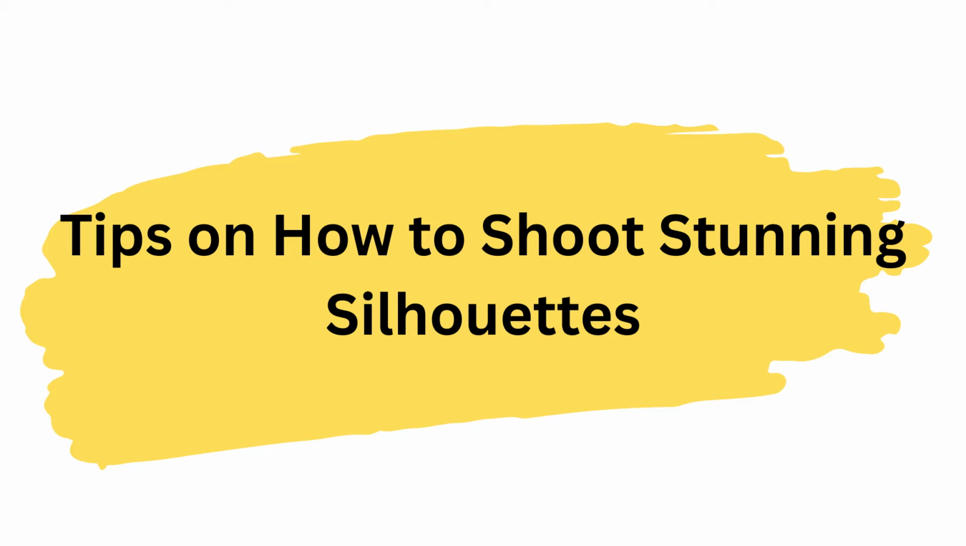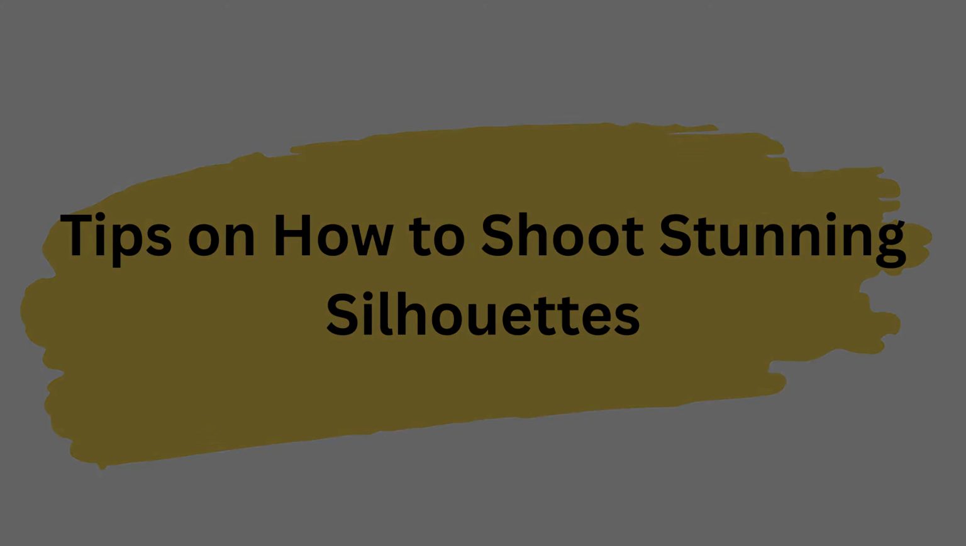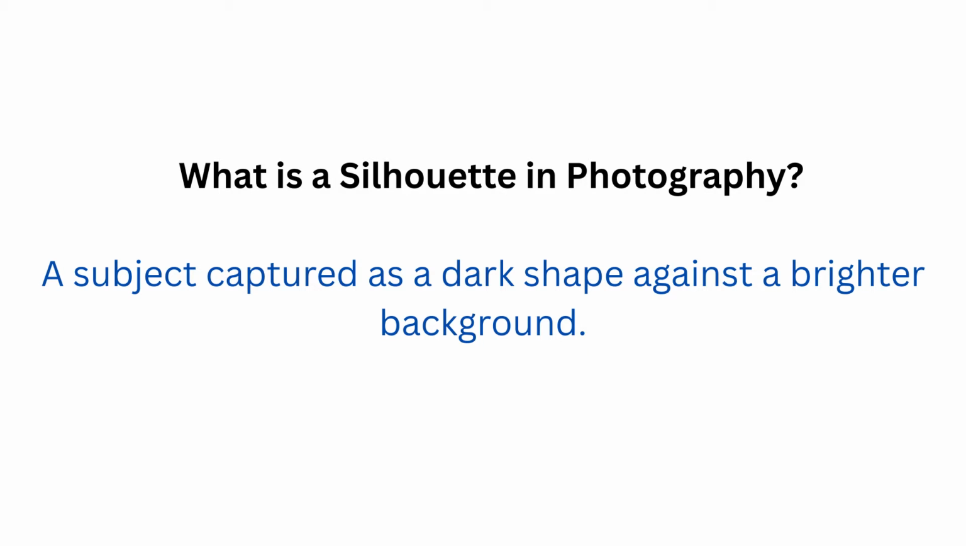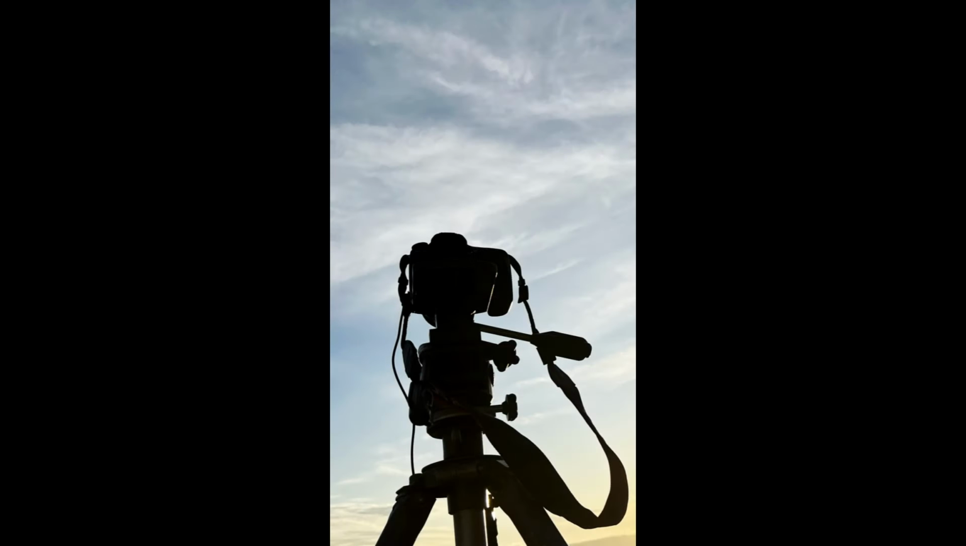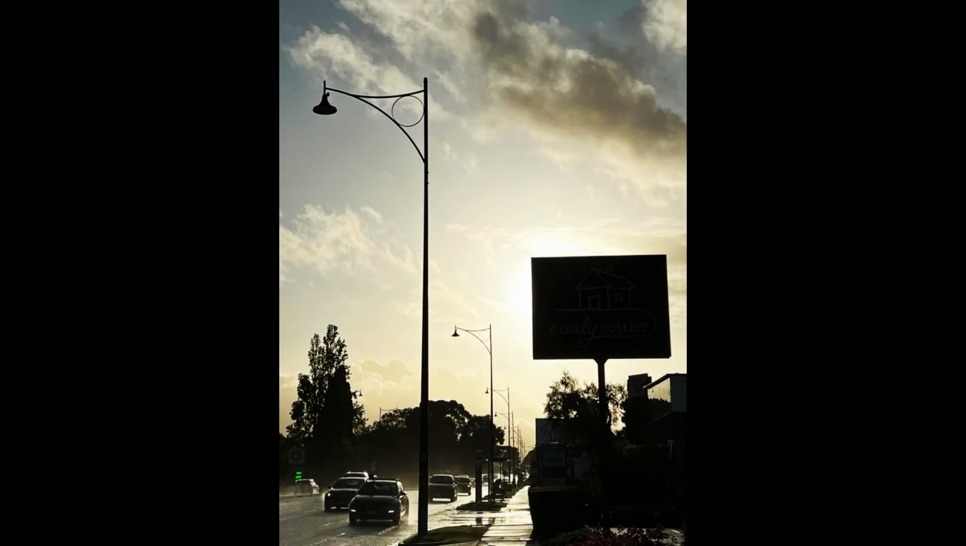Here's some tips on how to shoot stunning silhouettes. What is silhouette in photography? It's a subject that is captured as a dark shape against a brighter background. It's emphasizing the outline, the shape. It's emphasizing the form rather than the detail of the subject. It creates a dramatic effect.